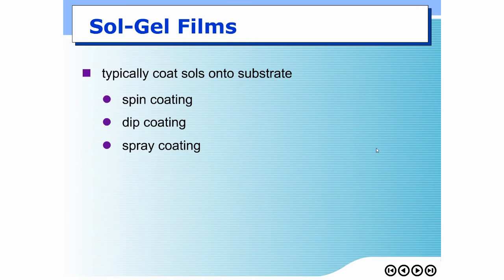The third technique would be spray coating. The spray coating is just like when you use a can of spray paint to paint on something, but instead of using paint, you're just using sol. It's just like the aerosol technique that we discussed in the previous lecture.